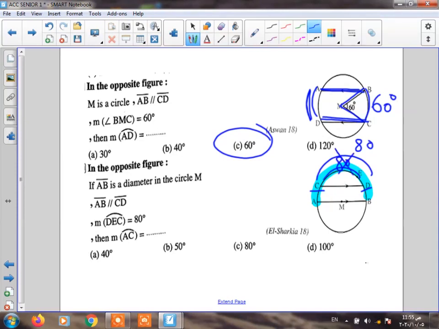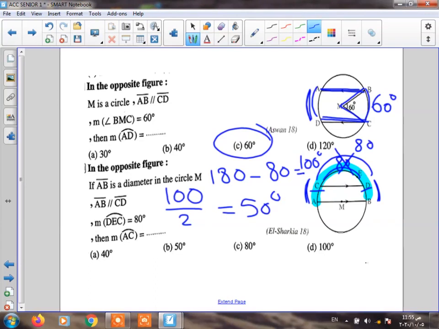Can I cancel 80 from 180? Yes, of course, it's subtraction. So 180 minus 80, I will get 100 degrees. This 100 degrees is distributed among two equal arcs. So to get the measure of one arc, I can do 100 divided by 2 to get 50 degrees.